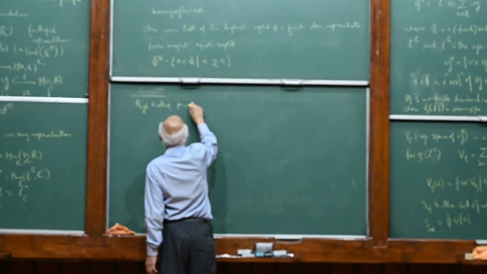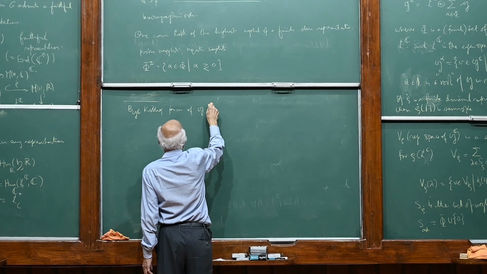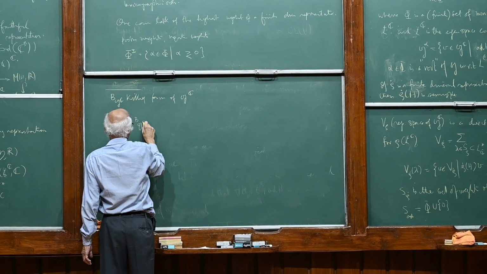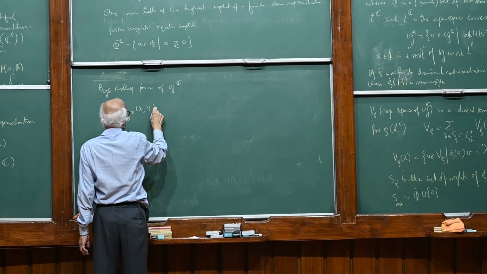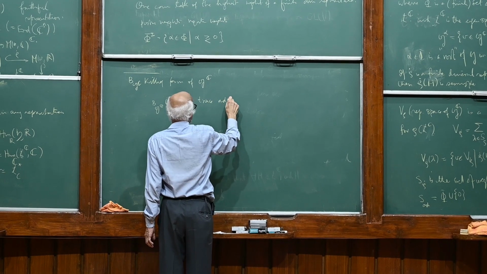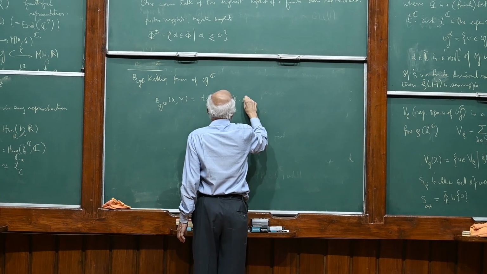The Killing form of g^C. That is, it's the form B_{g^C}(X,Y) equals trace of ad X ad Y.